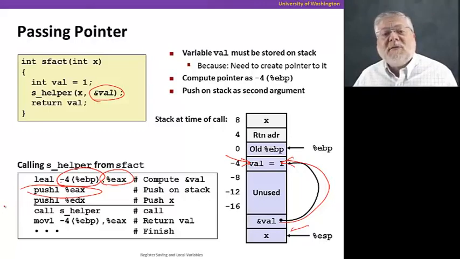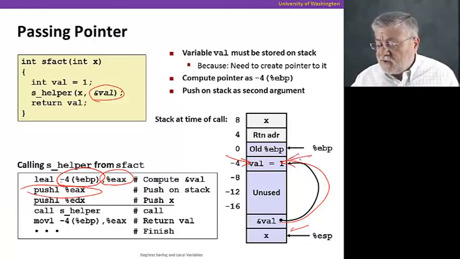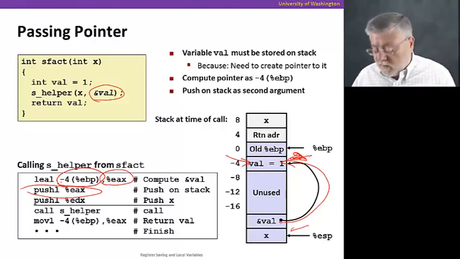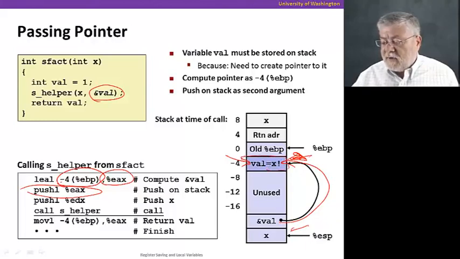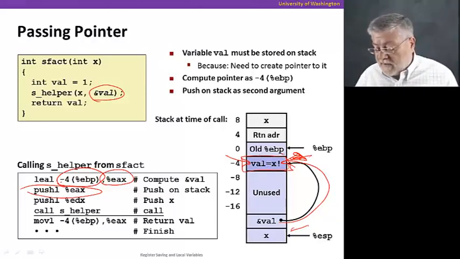How do we get the result of what shelper does? Well, remember, it modified the value that was stored at this location, for which we provided the address as an argument, so that shelper could go and modify that location. So when we call shelper, the result we expect to happen is that now the value at that location of our temporary variable has been changed to x factorial, going through that series of recursive multiplies.